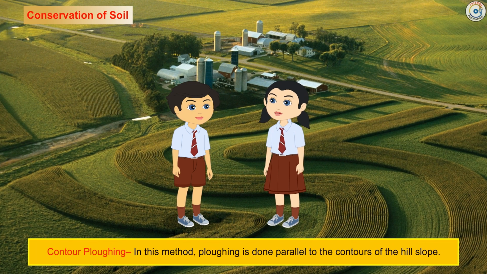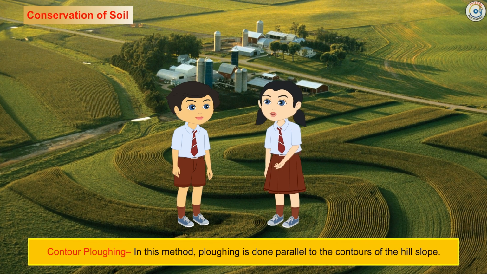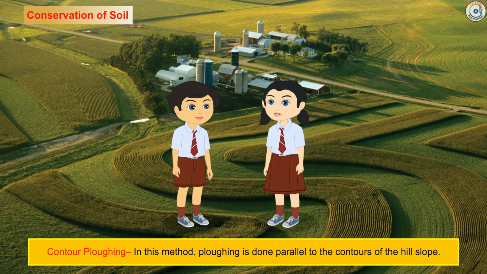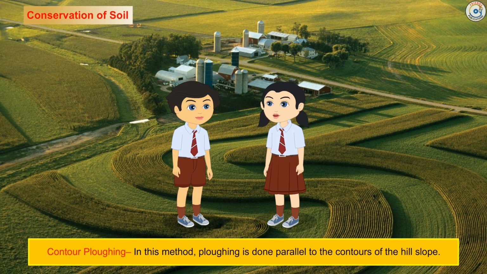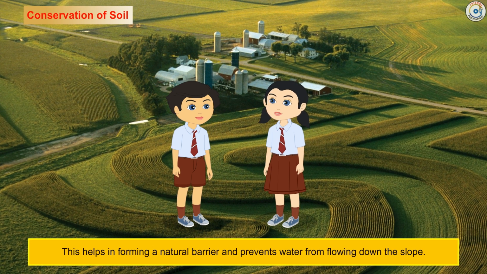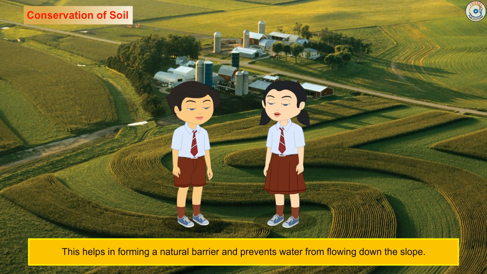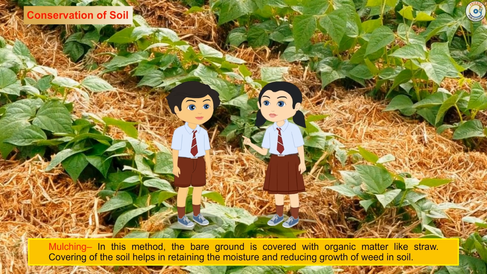Contour plowing. In this method, plowing is done parallel to the contours of the hill slope. This helps in forming a natural barrier and prevents water from flowing down the slope.